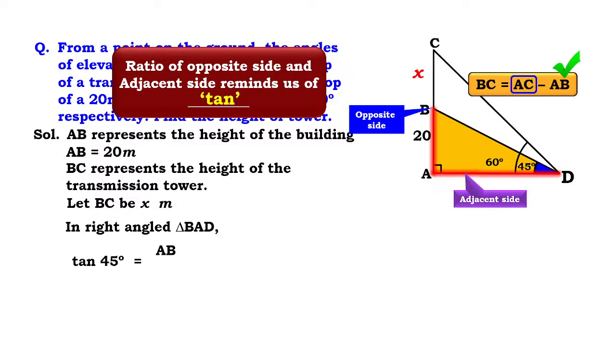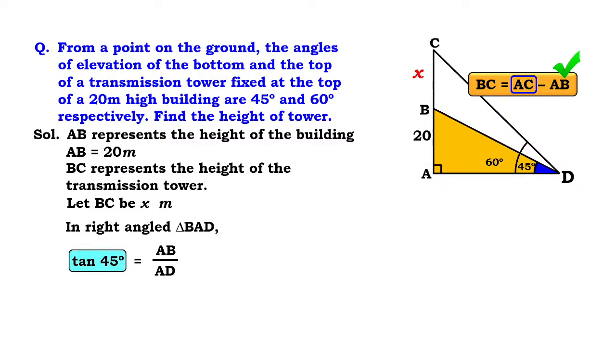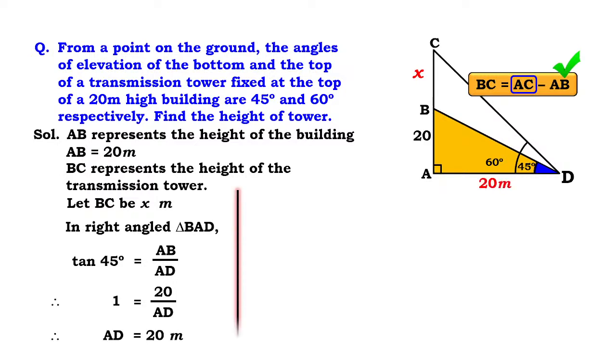So tan 45 is equal to AB divided by AD. How many of you know the value of tan 45? 1. Very good. So 1 is equal to AB divided by AD. AB how much they have given? 20. So AD will be equal to how much? 20. Did everyone understand?